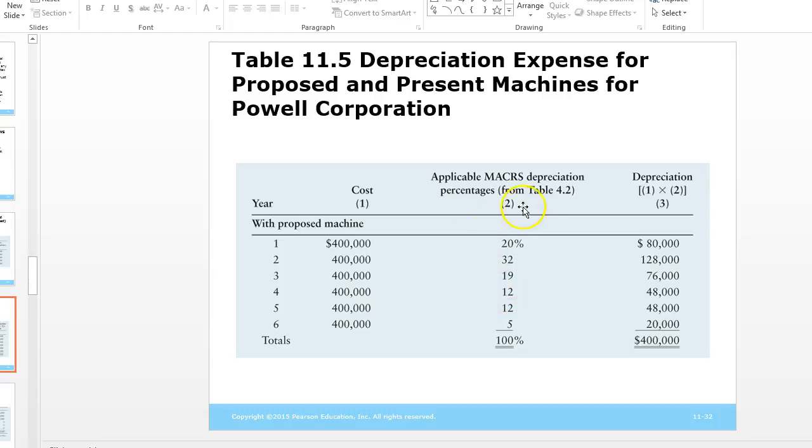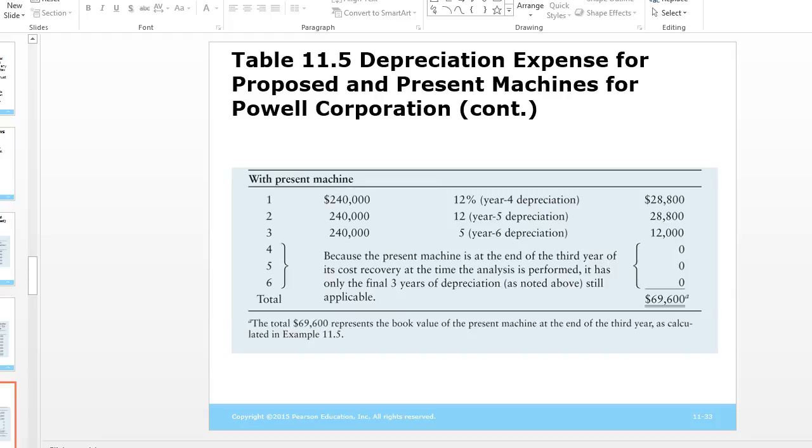Go back to the early chapters to look over depreciation. You should have had that in other classes. And here you are, how much you're going to depreciate it every year. All right, so here's the present machine, and you're in your last 3 years of depreciation here.